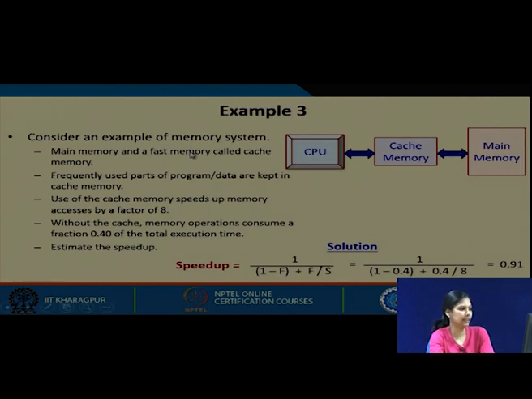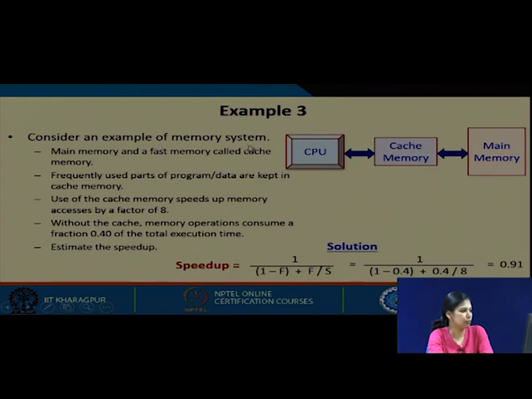Now, let us take an example. Although we have not discussed cache memory yet, I can just tell you that cache memory is a fast memory that sits between the CPU and your main memory, and it is used to enhance the overall speedup of the memory.